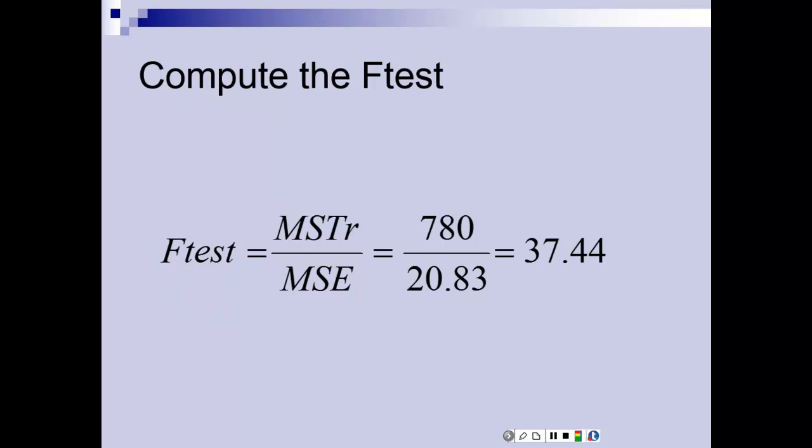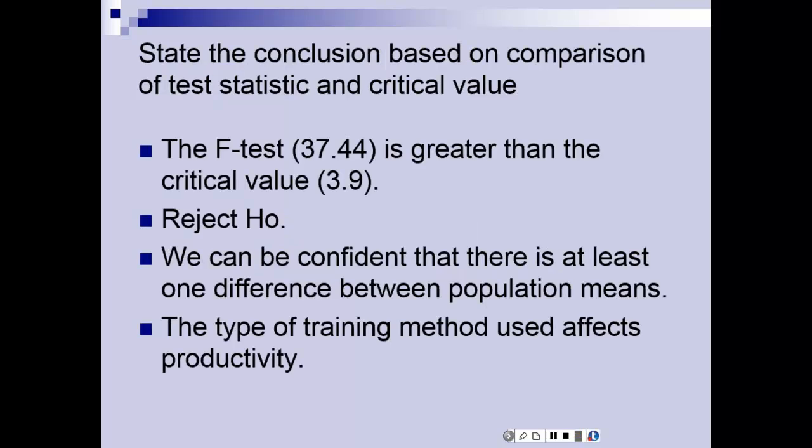So then the F test is 37.44. Just take that MSTR that we just had, the 780, divided by the MSE. That's 37.44. That's greater than the 3.9 that we had for the critical value. Therefore, we're going to reject H0. We're confident that there's at least one difference between population means.